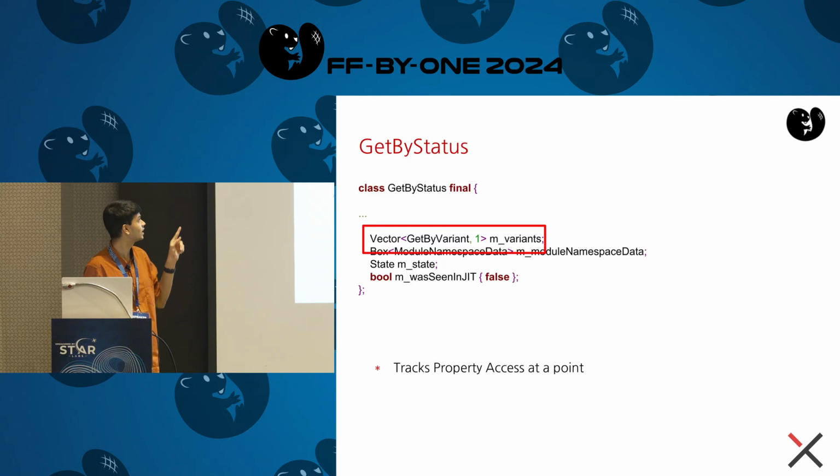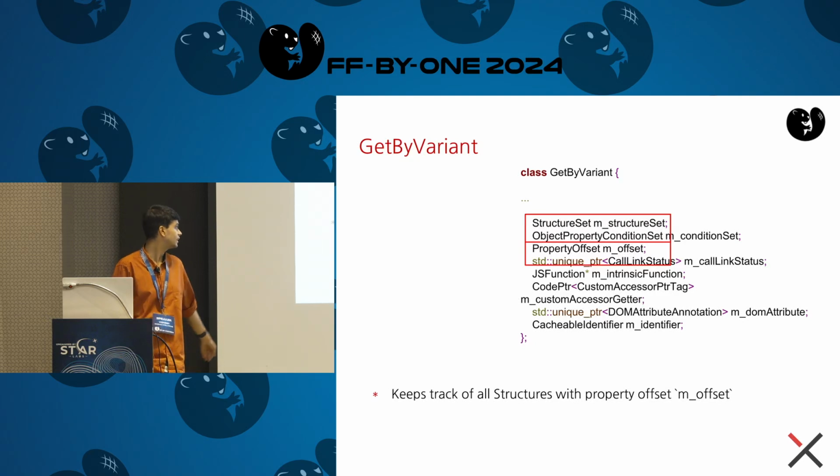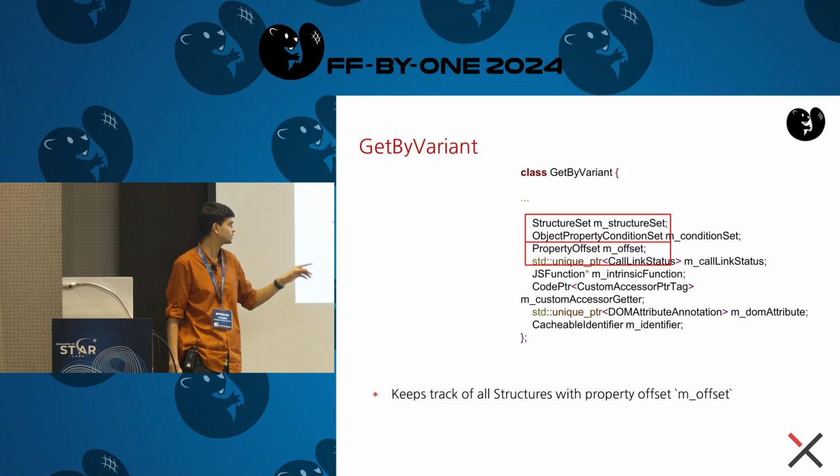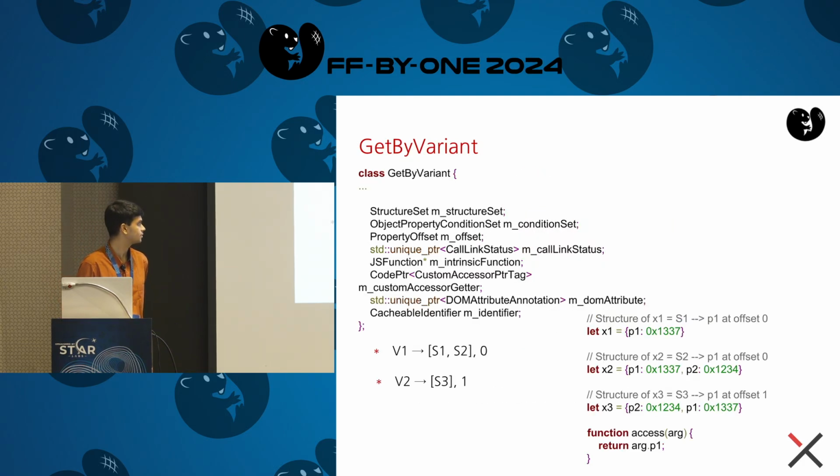So now we have to go into GetByVariant and disassemble it. It's a complicated structure. You do not have to read any of that. What you have to note is that the GetByVariant is something that keeps track of structures with similar property offsets. Again, we'll see this with an example. So let's bring up that example which we saw earlier.